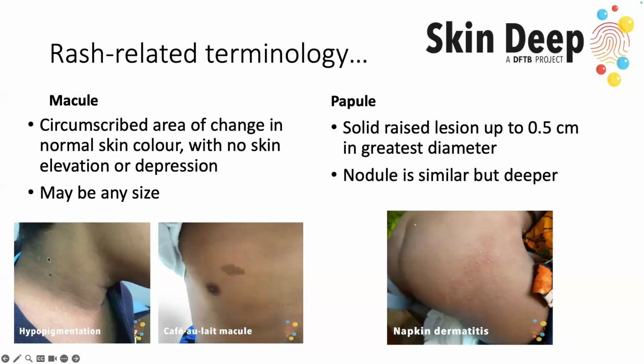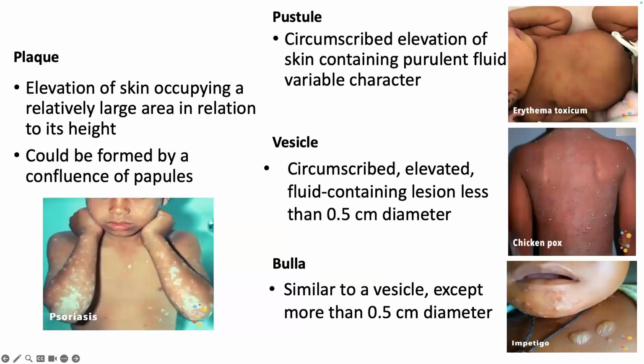Those are flat but lacking pigment. A papule is a solid raised lesion up to about 0.5 centimeter in diameter. Often children, when they have a virus, have a macular papular rash, with some flat bits and some raised bits. A nodule is similar in terms of size, but feels like it's deeper in the skin. Nappy dermatitis is an example of a rash that you might see that's papular.